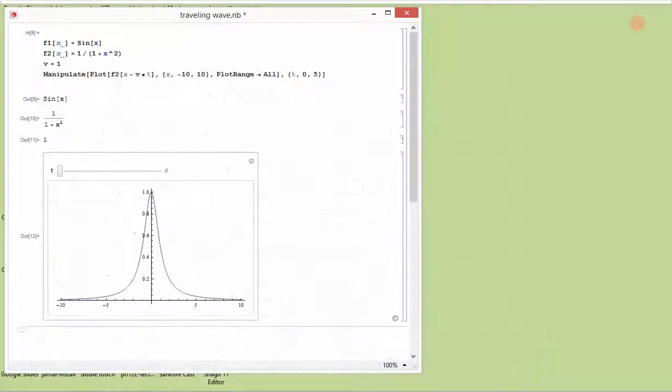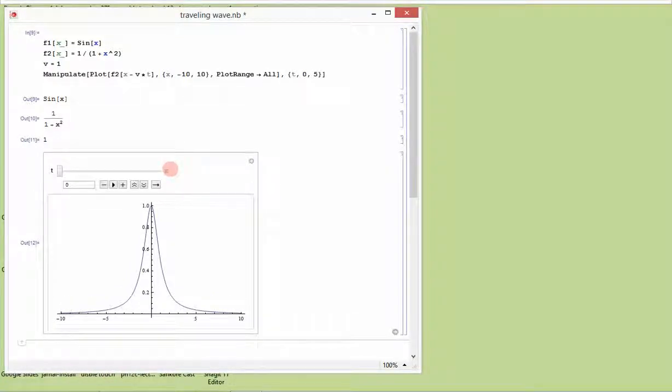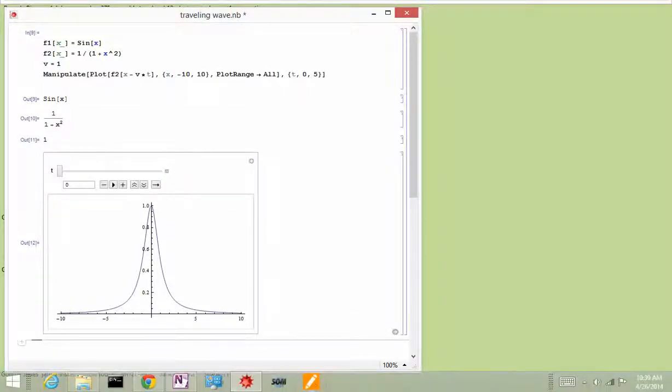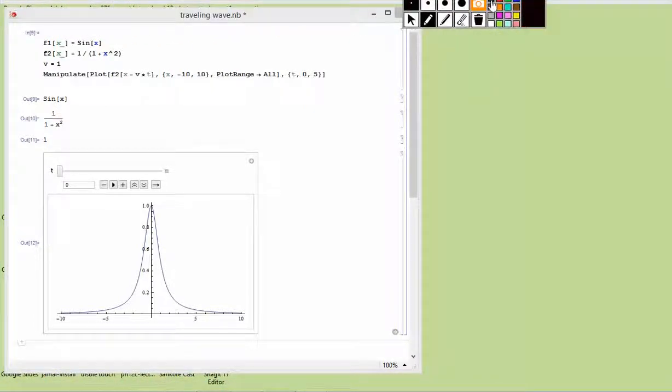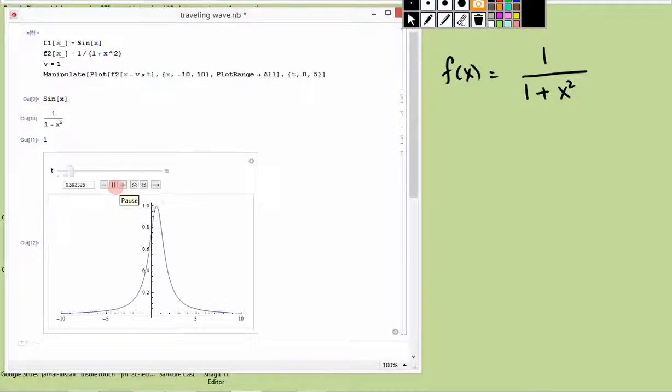So I have here a mathematical simulation. What is the function that I'm plotting here? I'm plotting a function that can be written as f of x is equal to 1 over 1 plus x squared. That is this function here that I'm plotting. And let's just have this function travel. We click here, and you can see now that the pulse is moving to the right as time increases.